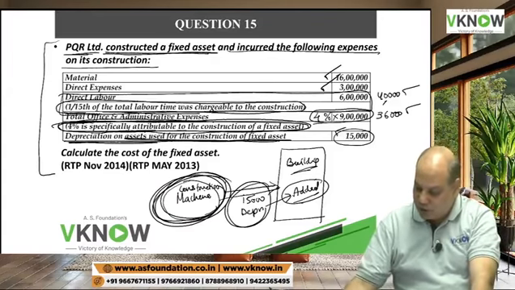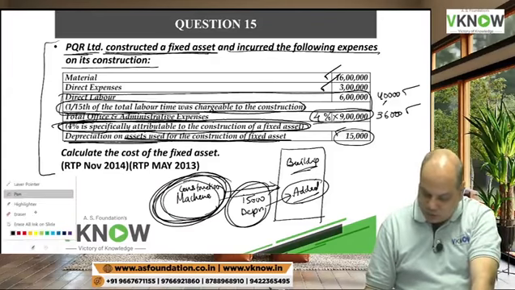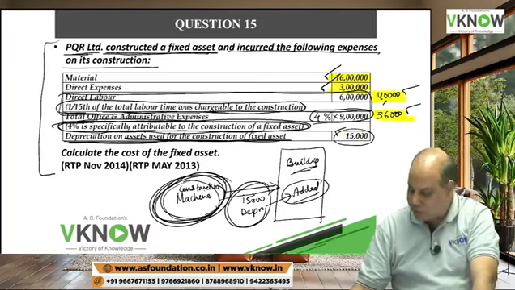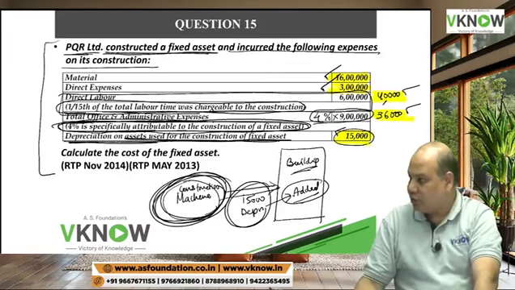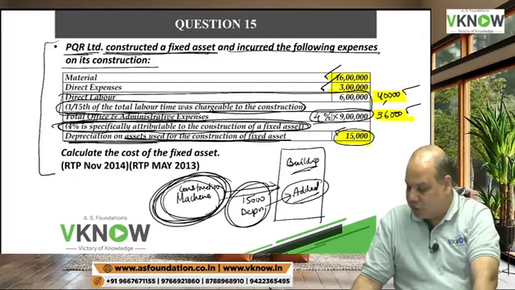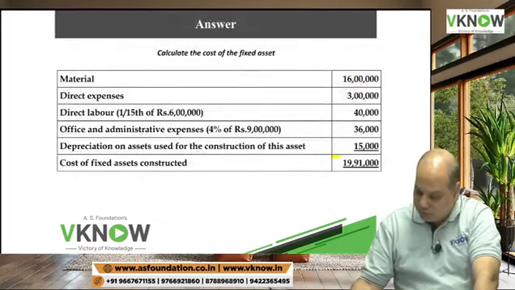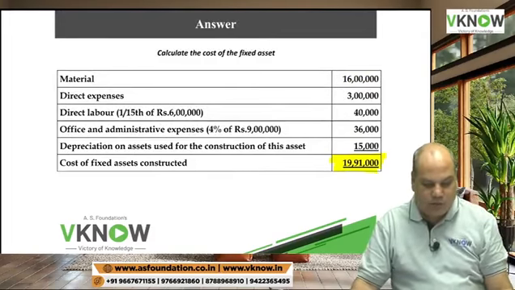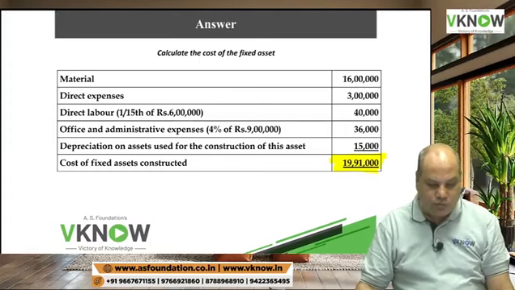So my final answer will be, take your calculator. 16 lakh, 3 lakh, 40,000, 36,000 and 15,000. So the answer is, many students have already answered, 19,91,000. So Ganesh, Pavan, Aditya, Sanket, you are right.